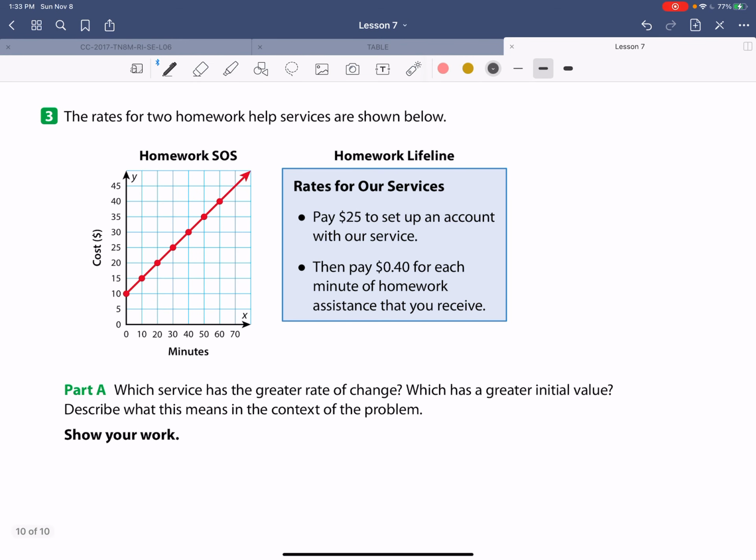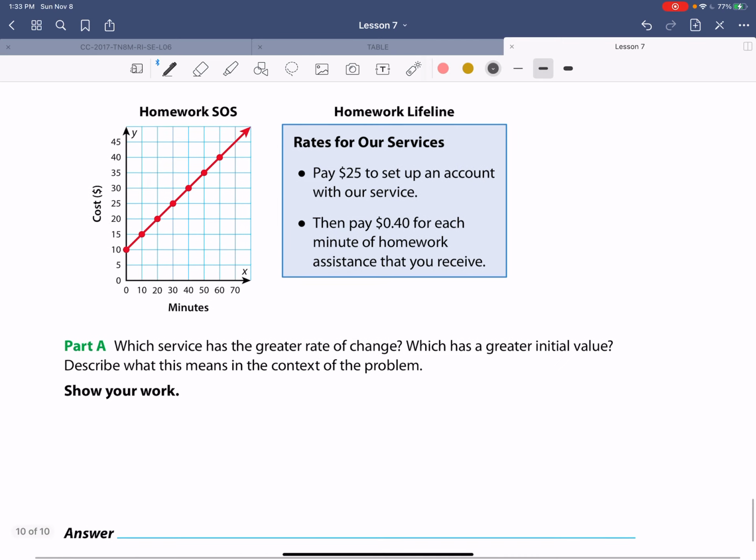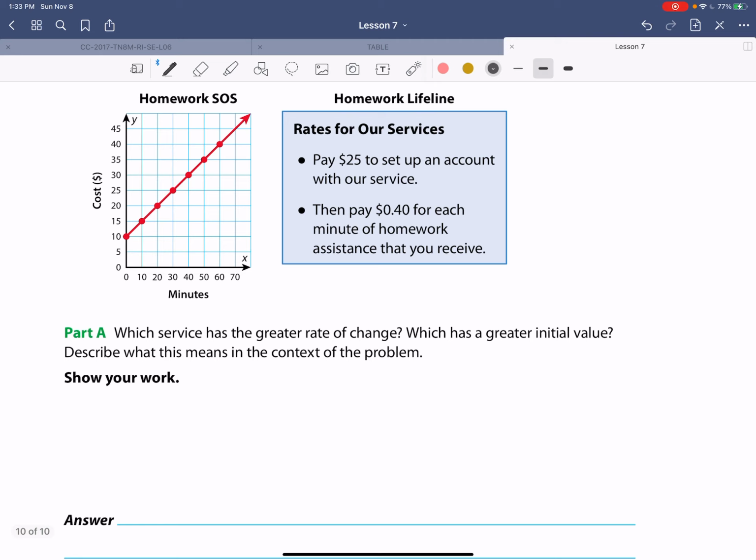The rates for two homework help services are shown below. We have Homework SOS and Homework Lifeline. Part A says which service has the greater rate of change and which has the greater initial value. So looking at Homework SOS, and then Homework Lifeline.